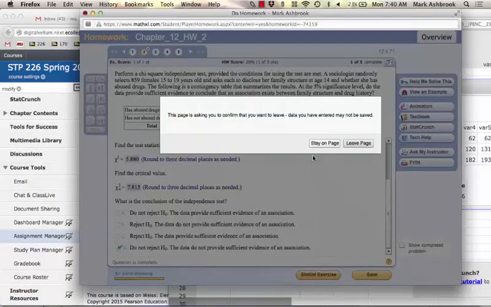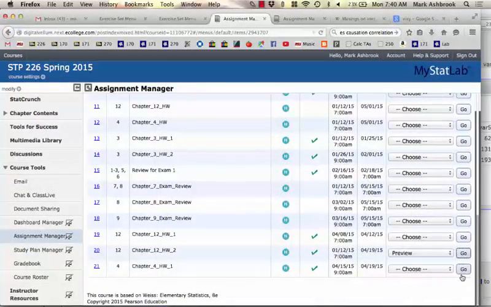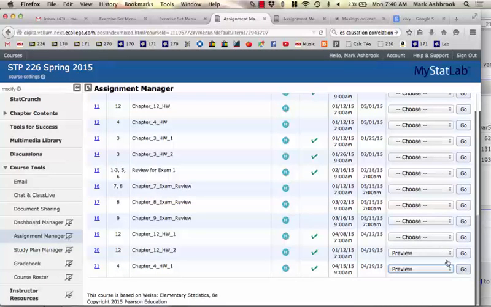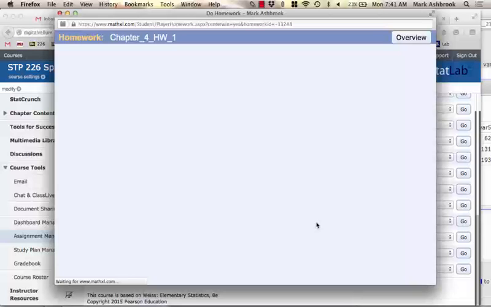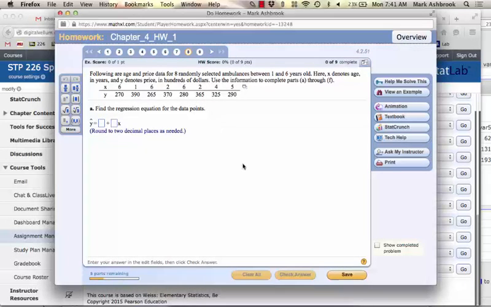a couple from the other one. So the last two, numbers 8 and 9. Okay, so we've got the following are age and price data for 8 randomly selected ambulances between 1 and 6 years old. X denotes age, Y denotes price. Use the information to complete A through F.